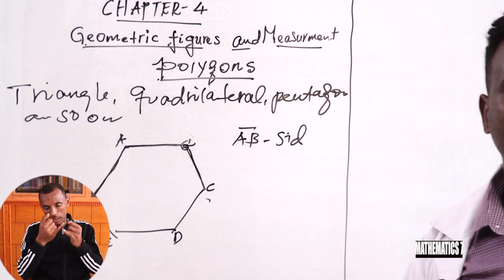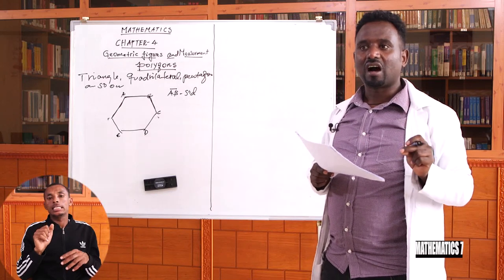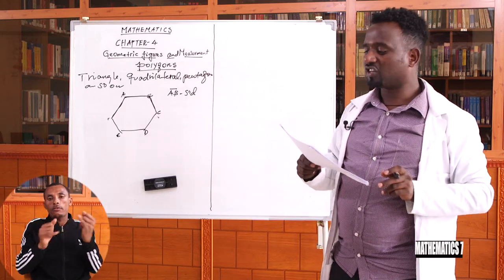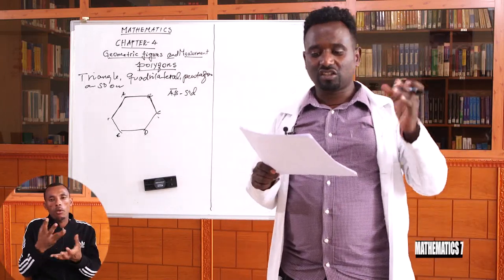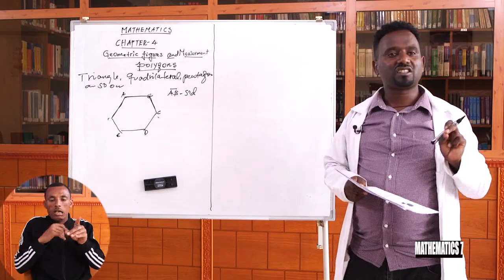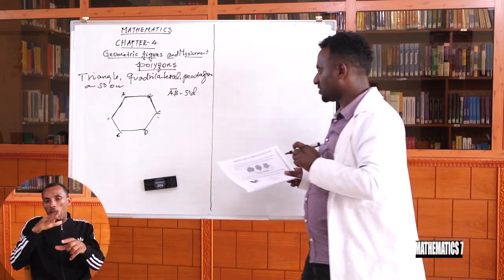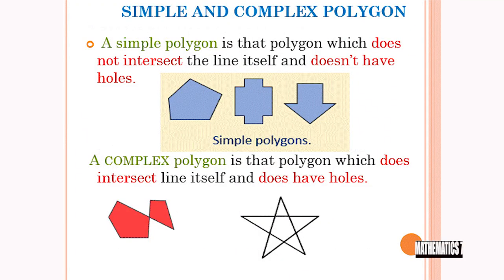Another classification of polygons is depending on whether they intersect themselves. Polygons are classified into two: simple and complex polygons. What does it mean, simple polygon? And also, what does it mean, a complex polygon? A simple polygon is a polygon which does not intersect itself and does not have a hole. A simple polygon does not intersect its sides again and again.